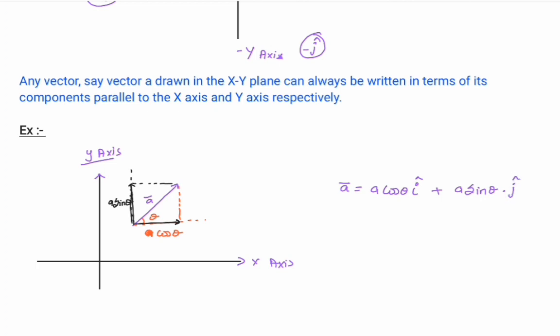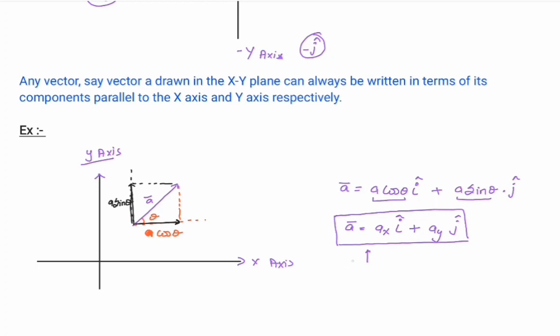of the y-axis. Suppose I am naming this ax i cap, then I am representing this with ay j cap. This is a standard method to represent any vector in the x and y axes. You can say xy plane. This is a standard method to represent any vector in a Cartesian system.